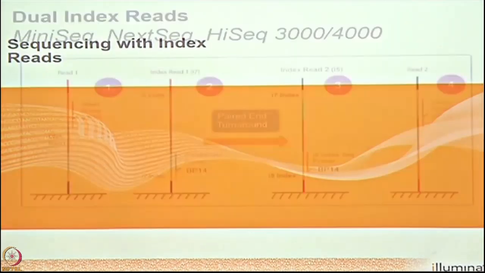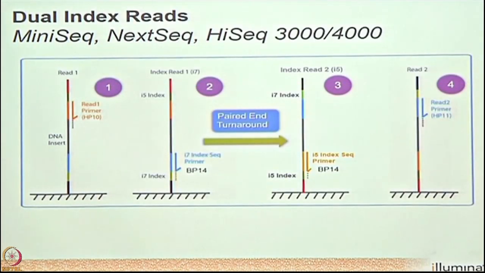So in all our platforms, essentially we initially carry out read one sequencing. Then we go for index sequencing, barcode sequencing, which is essentially 6 to 8 base pairs long. Then barcode 2, and then finally read 2.